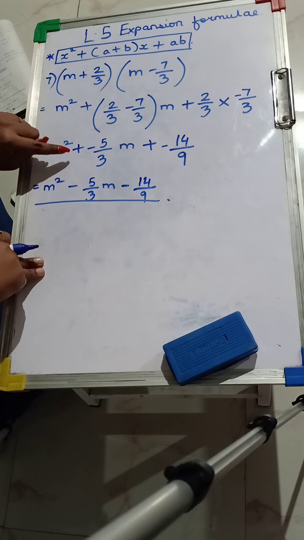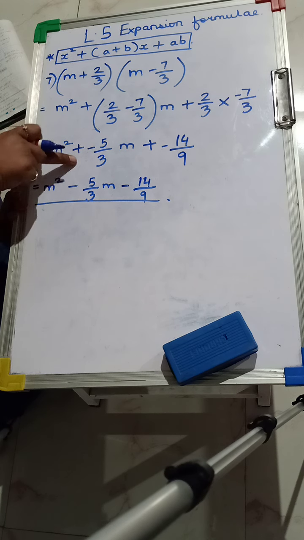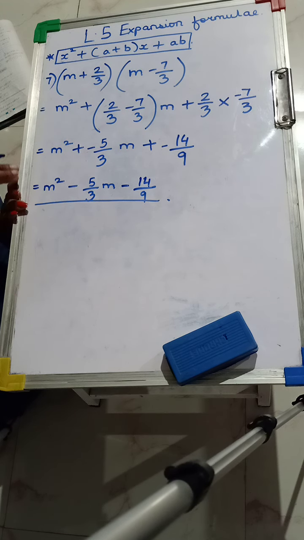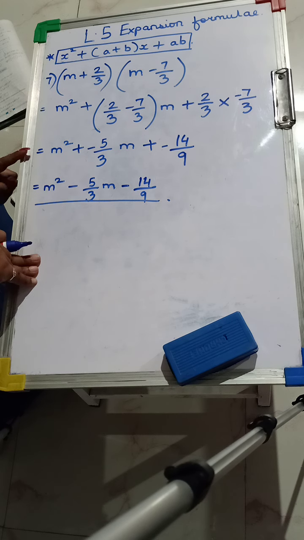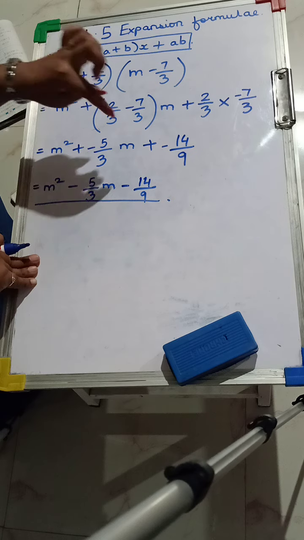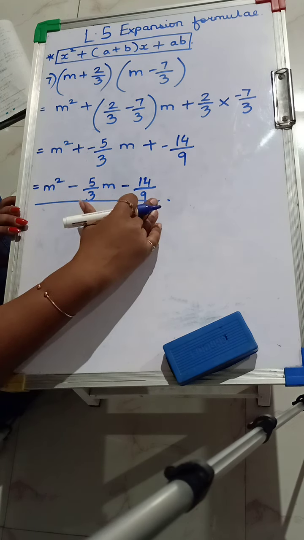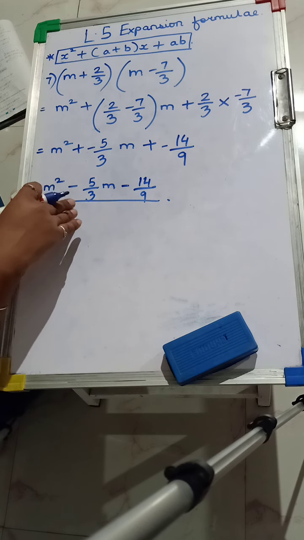M square will be as it is. This is one more extra step that we have done. Here also we could directly solve, but for you all to understand, I have written one more step here. That is, plus minus gives you minus here. Again here plus minus gives you minus here. Okay. So this is the 7th sum that we have solved.